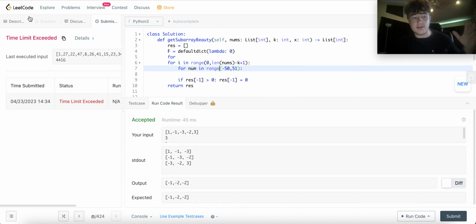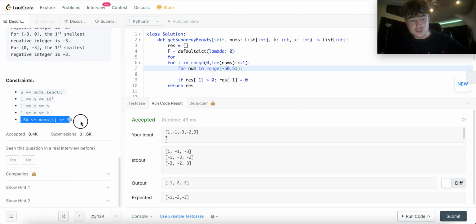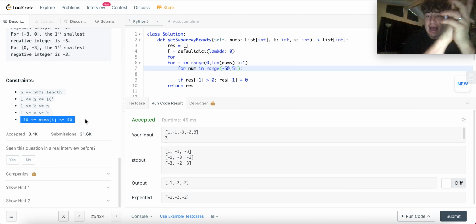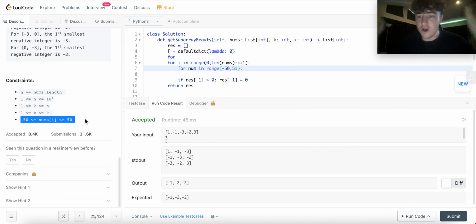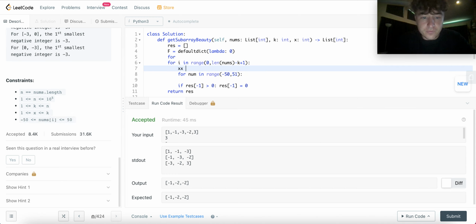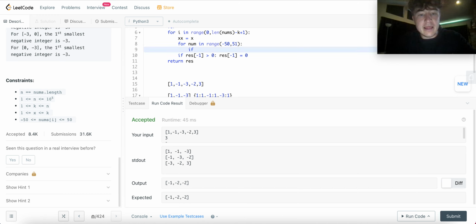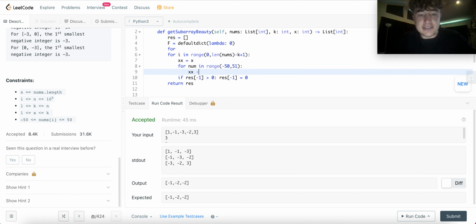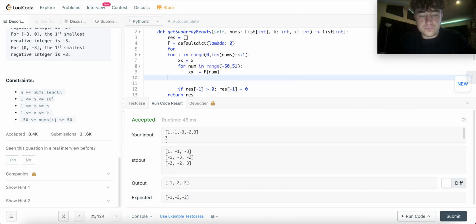Since nums[i] is trapped between -50 and 50, I don't need to check all the integers that can possibly exist. I only need to check these numbers. So if -50 is in here, then that's the smallest one. If it's not, then I keep going. So I go through the whole range. I'll set XX to X, and in this frequency array, I'll say XX minus equals the frequency of this num. If it's 0, then it's not in there. If it is, then it is. If XX is less than or equal to 0, that means that we found the number.